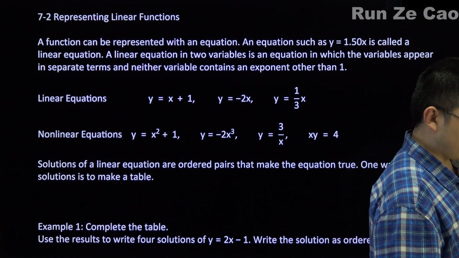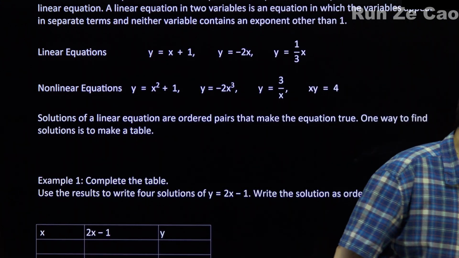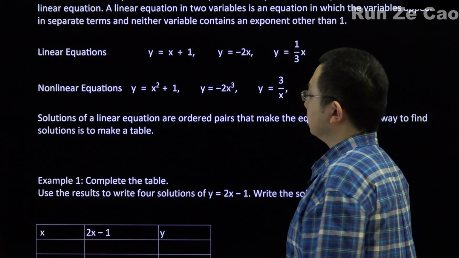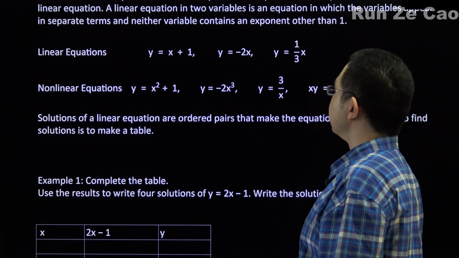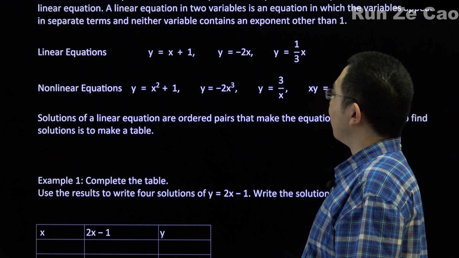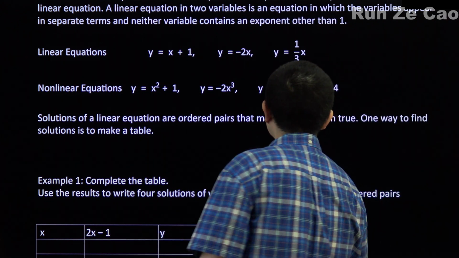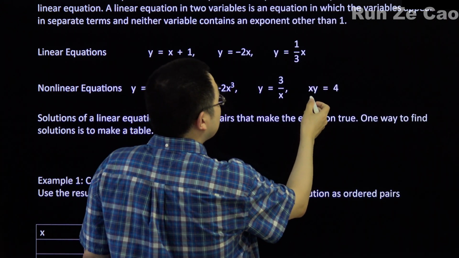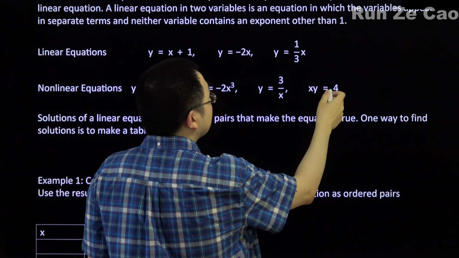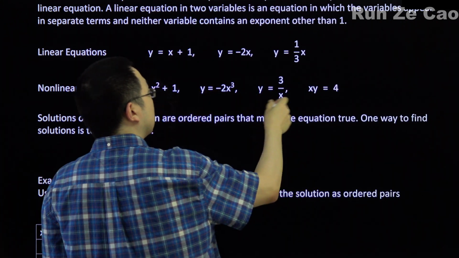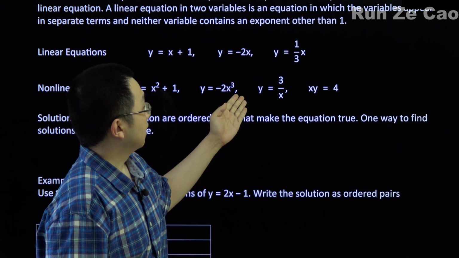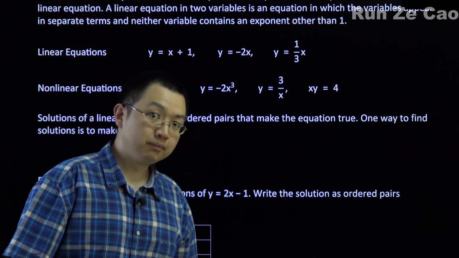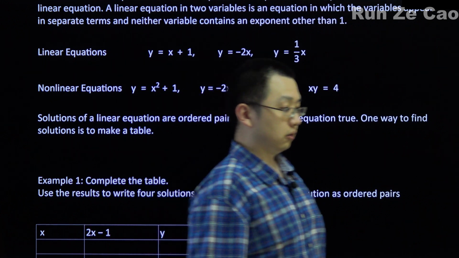Now, nonlinear equations, well, you can have degrees of x that are not 1 or 0. This, xy equals 4, that's just y equals 4 over x. Hey, do we see another of the same type here? Yeah.